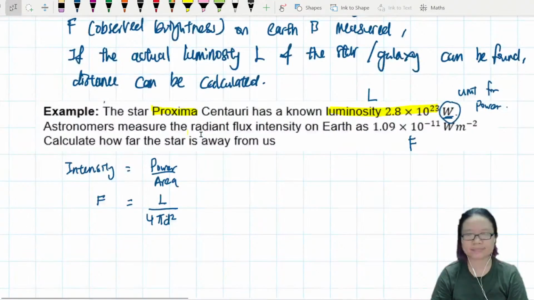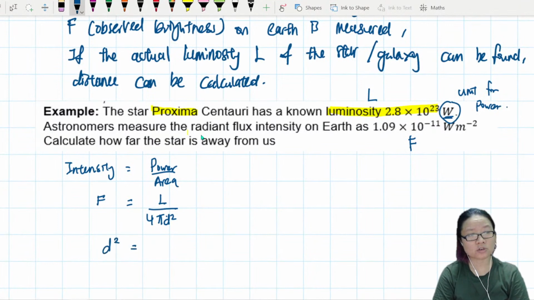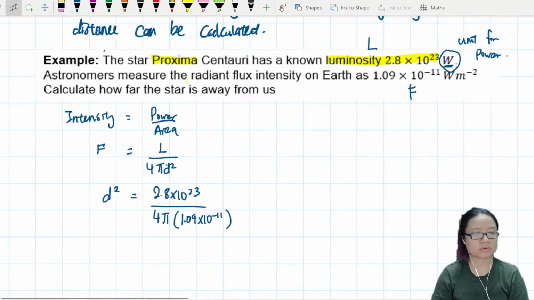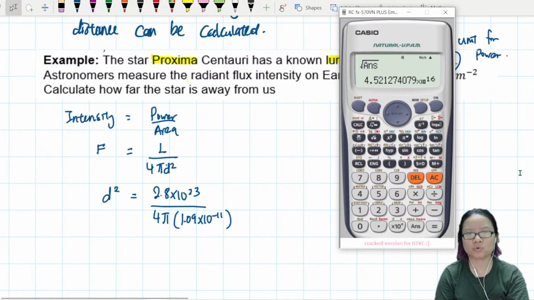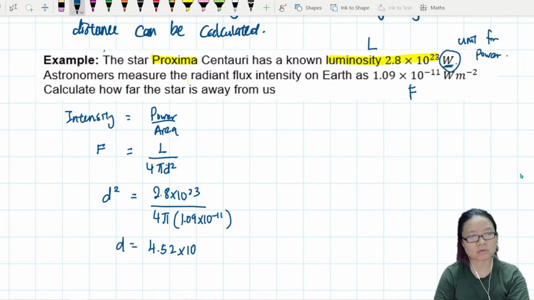Okay, moving on. So substitute. I personally prefer to rearrange first because I'm scared of pressing wrongly. A bit of PTSD. Okay, 1.09 times 10 to the power negative 11. All right, so I'm just going to plug this into my calculator. 3.823 divided by 1.09 e negative 11. Don't forget to square root. You and me alike. 4.52 times 10 to the power of 16. So d will be 4.52 times 10 to the power of 16 meters.